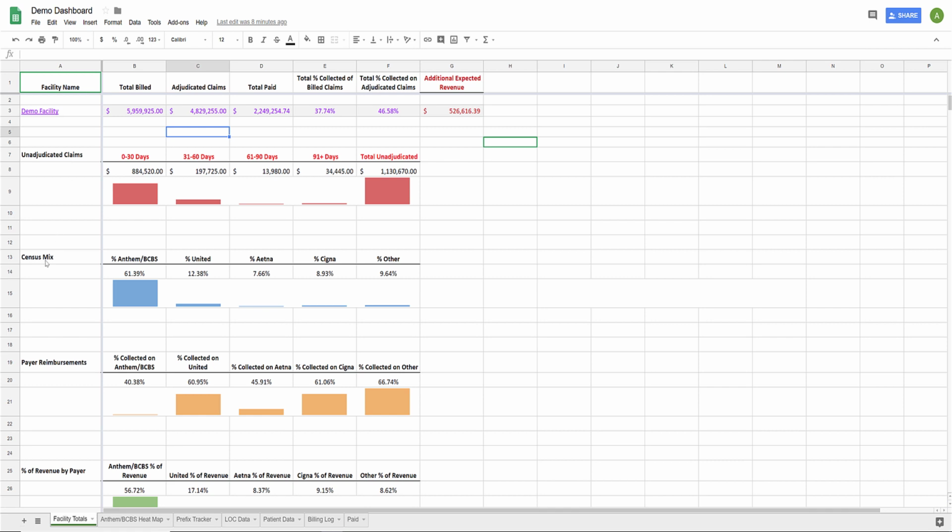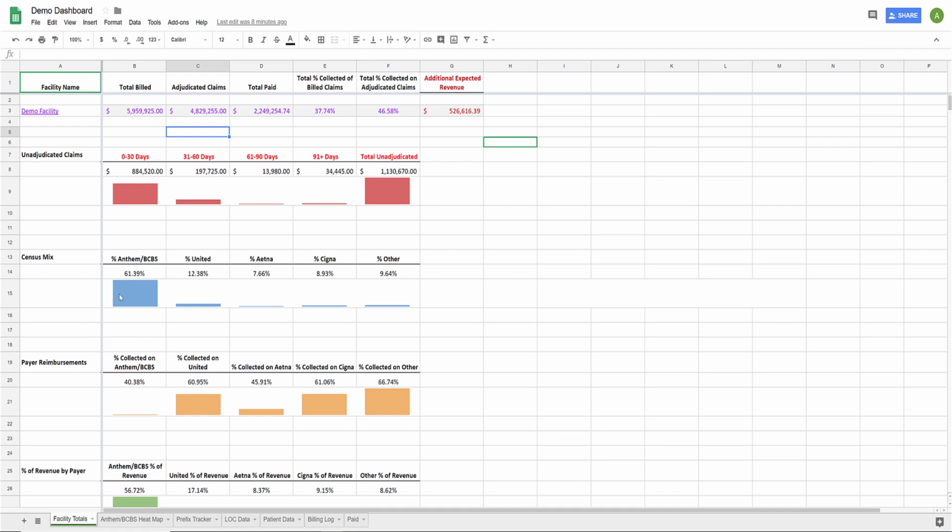So next down, you'll see your census mix. Your census mix is actually based on dollars billed to a particular payer. Okay, we've broken it down into these 5 categories. Okay, Anthem or Blue Cross Blue Shield, United, Aetna, Cigna, and others. You can always break this out further. We'll show you how to do that by simply typing in the name of a different carrier in one of the boxes to the right, and the calculations will go down as well. But anyway, census mix. This is based on dollars billed to payer, okay?